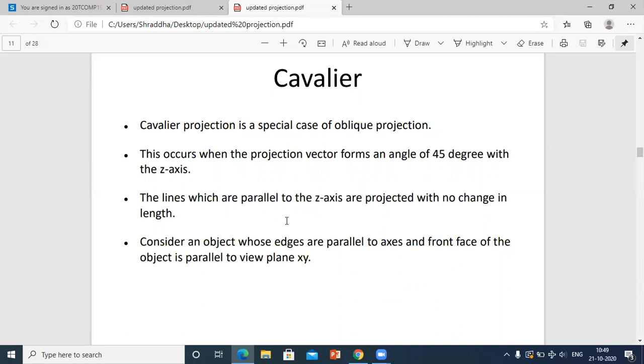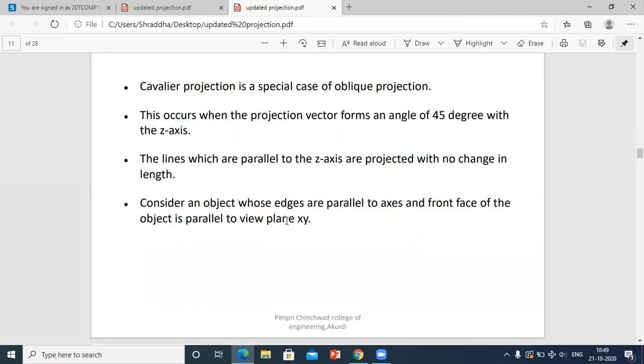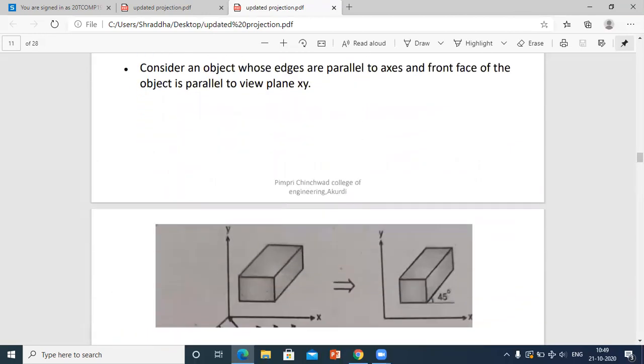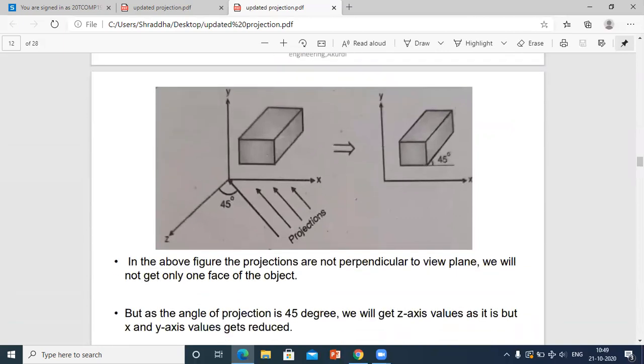The lines that are parallel to the z-axis will have no change in length. The length will remain as it is. So consider an object whose edges are parallel to the axis and the front face of the object is parallel to the view plane xy. We'll see now. See over here, this is a diagram. In this, this is the x-axis, this is the y-axis, and this is the z-axis.